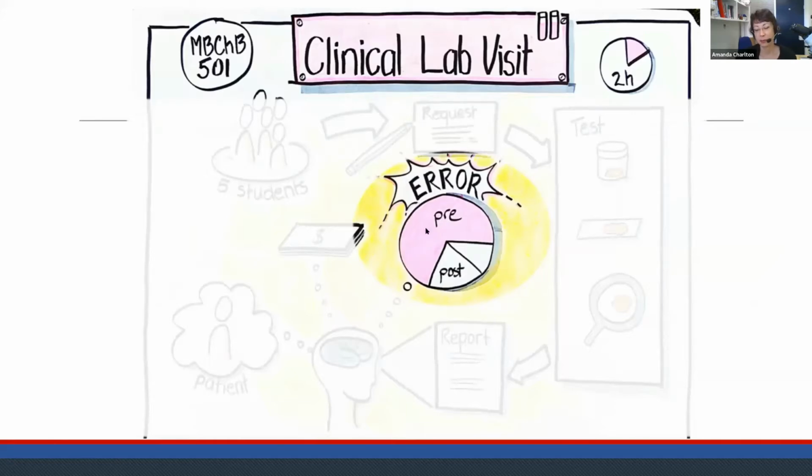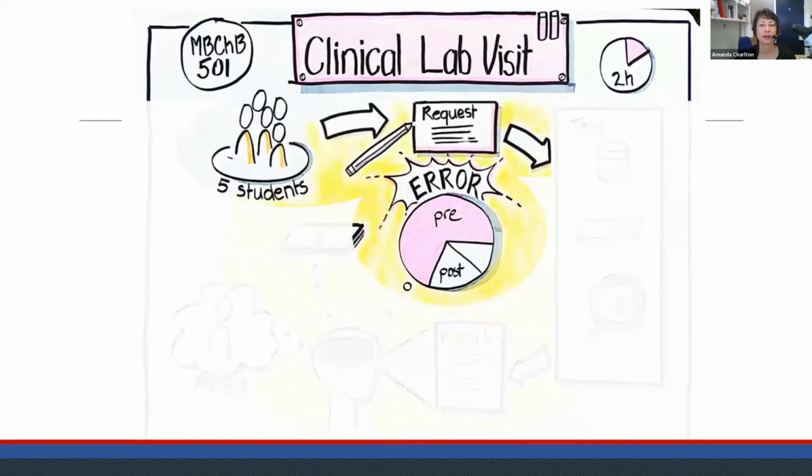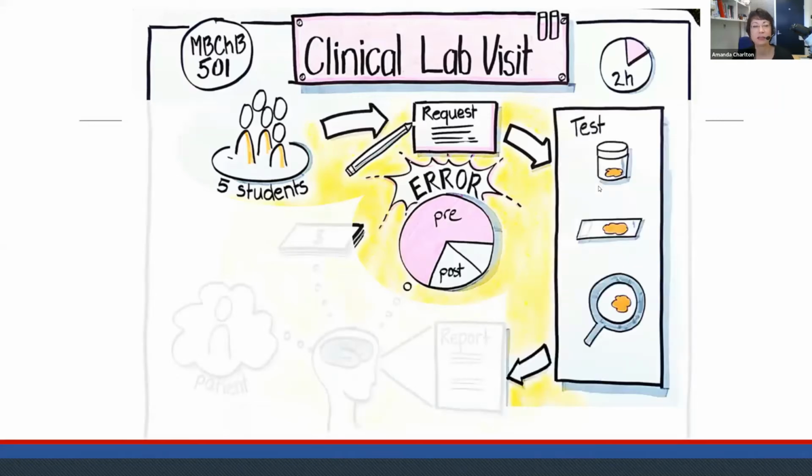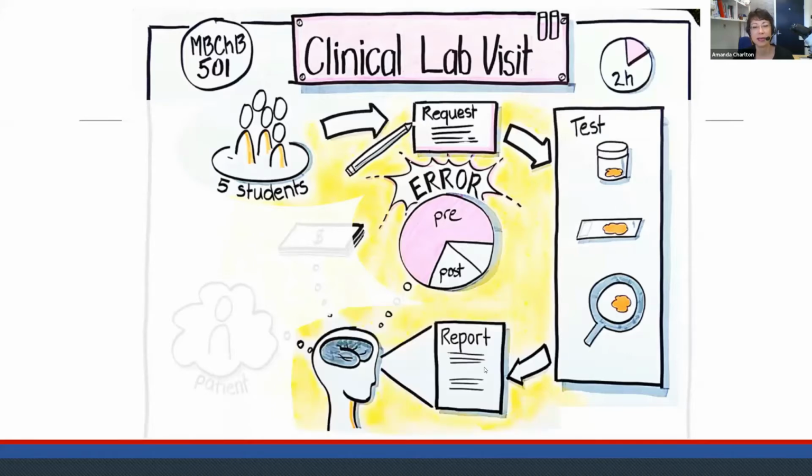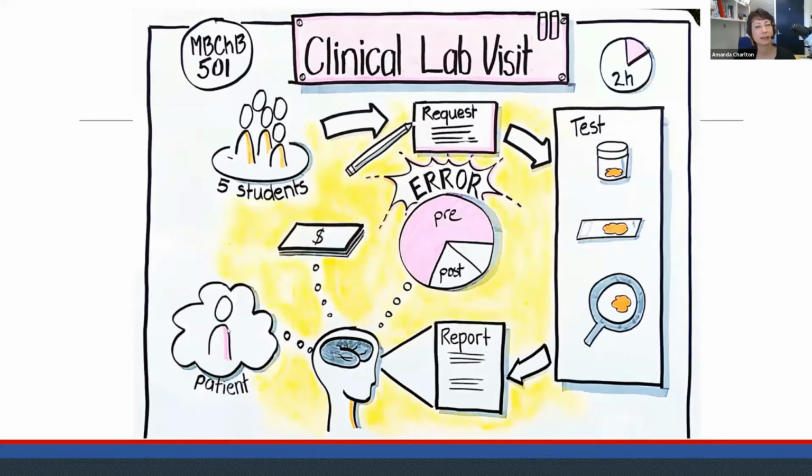And we divide error into pre-analytical, before specimens get to the laboratory, within the laboratory, and post-analytical. The structure of the lesson is small group learning. There's 5 to 6 students in a group, and we follow a specimen, not a patient, a specimen, from the request, writing a request form, to the test that happens in the laboratory, which for us is a piece of tissue, look under the microscope, make a diagnosis, generate a report, and then the student has to contextualize the findings of the report, say breast cancer, in the context of the patient, and consider the resource implication of these tests that they are requesting.